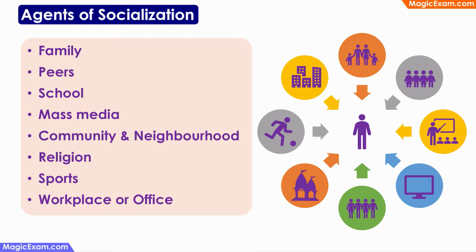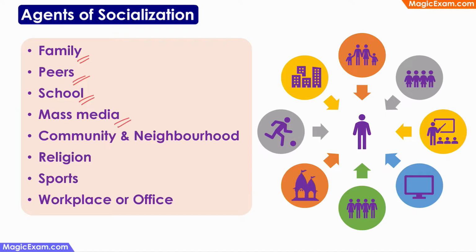Next, let us look at the agents of socialization. That is, where all can socialization happen? Well, it can happen in the family when the child is interacting with people from his immediate family or the extended family. It can happen when the child is interacting with his or her peers. Then it can happen at school. Now, at school, it can both be formal and informal because the child will be studying something in school and the child will also be playing at school. So it can be formal and informal at school.